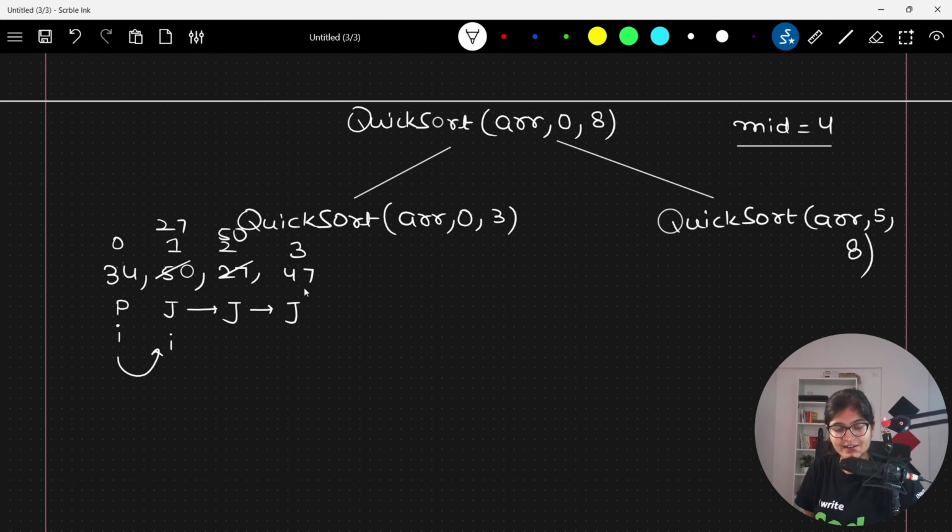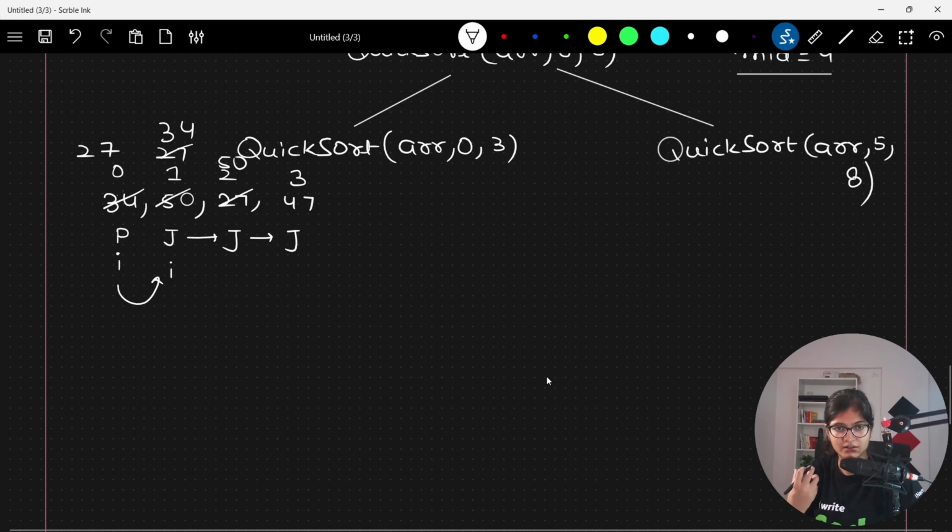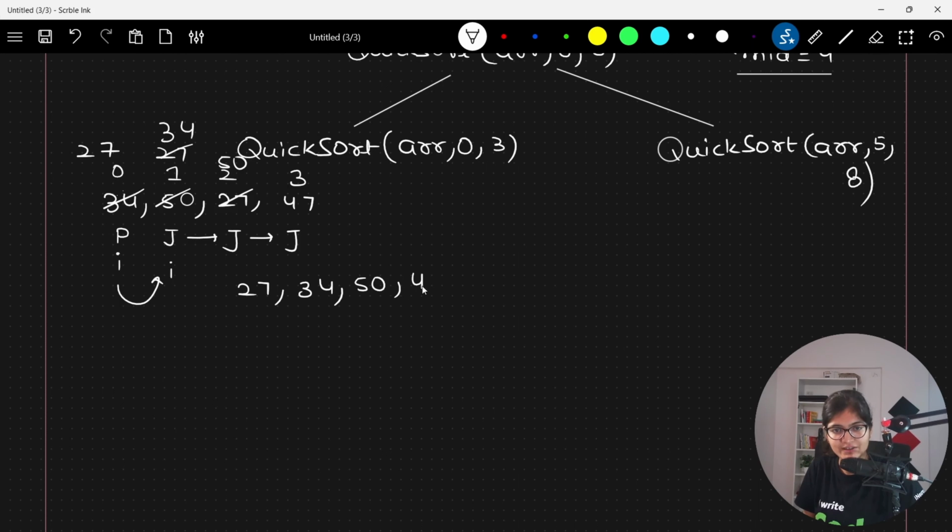Now in this particular case, the value 47 is greater than 34, so nothing will happen and it will stop. Finally, there will be a swap between the pivot element and the value of array of I. So 34 will come here and 27 will go here. So finally, after applying the recursive call on this part of your array, you will get the values 27, 34, 50 and 47.